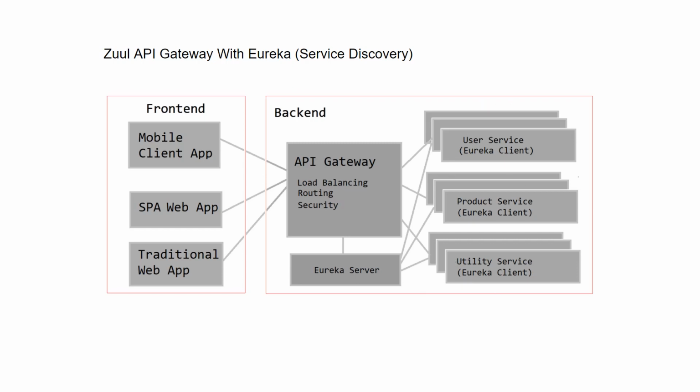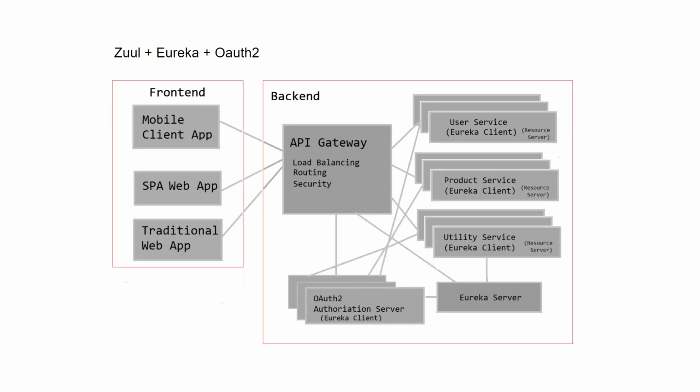We are going to use OAuth 2 to secure our backend services. That is, we are going to integrate Zuul with OAuth 2 and implement the security in the API gateway. As we are using OAuth 2, we need an authorization server at the backend. So we are creating an authorization server, and it is a client of Eureka server. So you can run multiple instances of OAuth 2 authorization server. And the microservices or the REST APIs now act as a resource server.